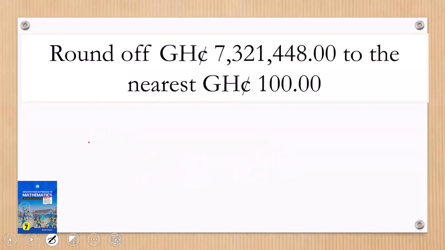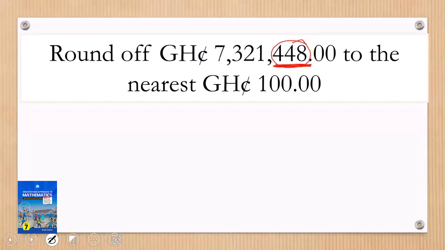Now let's look at it in terms of the nearest 100. The question here is round off 7,321,444 Ghana cedis. I wish this happened to be in my account today. I'll be a big man. That's a very huge amount of money. 7 million Ghana cedis is big. So we want to round this number to the nearest 100. And for the nearest 100, we are focusing on this number, where we see the hundreds. So this part of the number is 444, 400.